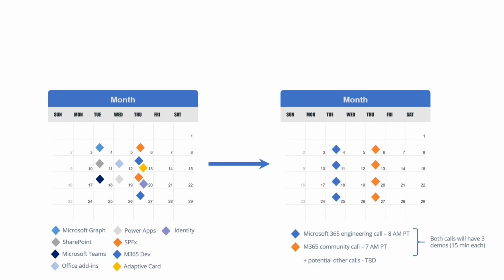Also, it would be Microsoft 365 all up. So every call is about something in the Microsoft 365 ecosystem. It could be Office add-ins, it could be Microsoft Teams, it could be SharePoint. And the idea is to tell a better story about this being Microsoft 365. This isn't necessarily always working in one specific thing.